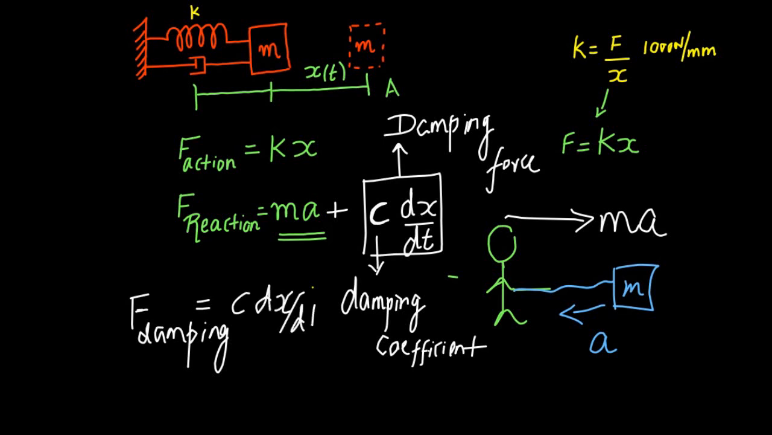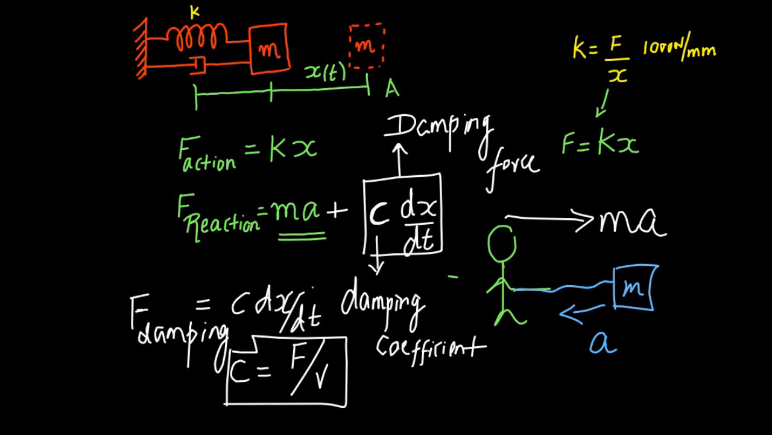So you can define something called the damping coefficient. Damping coefficient is the ratio of the damping force to the velocity of the mass. There we have defined the damping coefficient. Let us recapitulate the concepts that we have discussed so far.